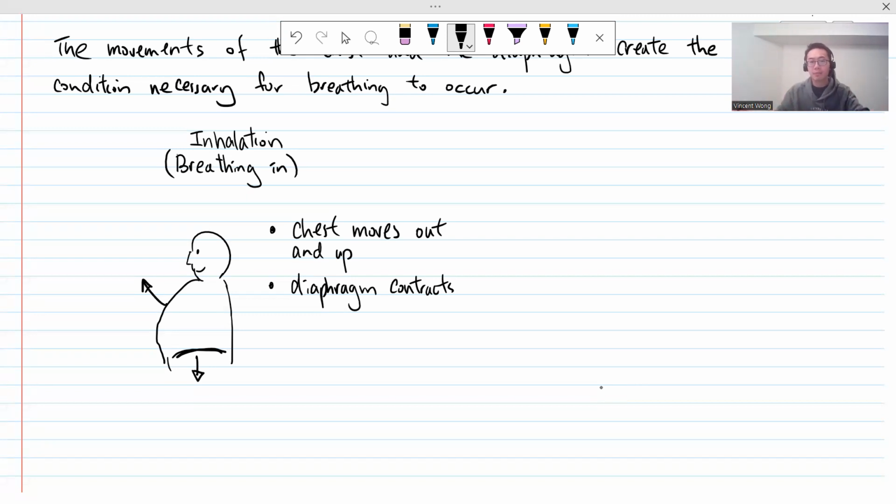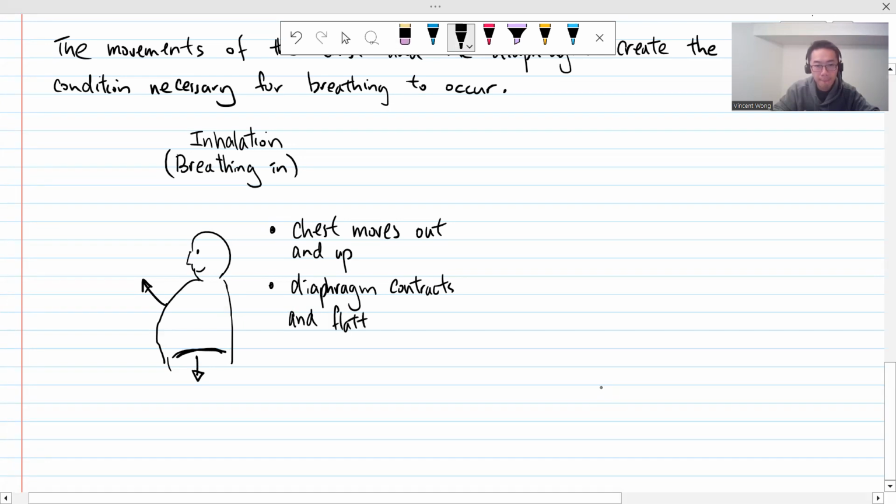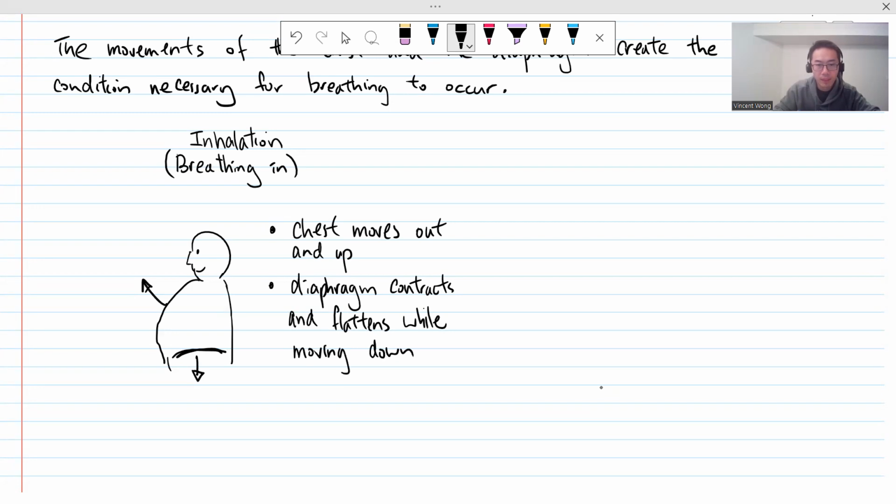So the diaphragm is a muscle. It's a muscle that you can control. So it contracts and flattens while moving down. So these happen together, simultaneously.